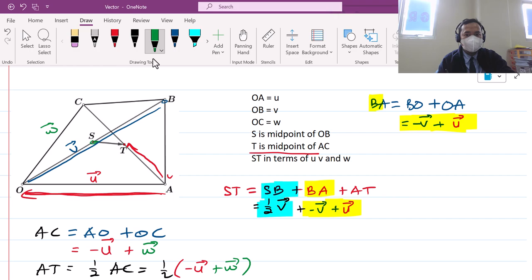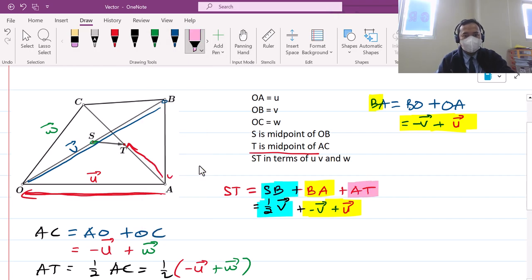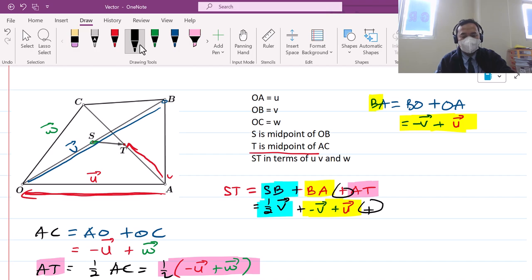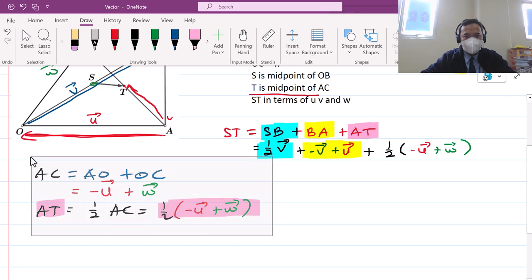Okay, now we can substitute the AT. So the AT is this guy here. We can substitute this AT by the whole thing over here. So that will be plus right here, and then half of bracket, and then we have negative U and then plus W. Okay, so now all of the vectors have been written in terms of U, V, and W. So you only need to add them up, right? Okay, let's do it one by one. I'm going to move this a little bit to the left.